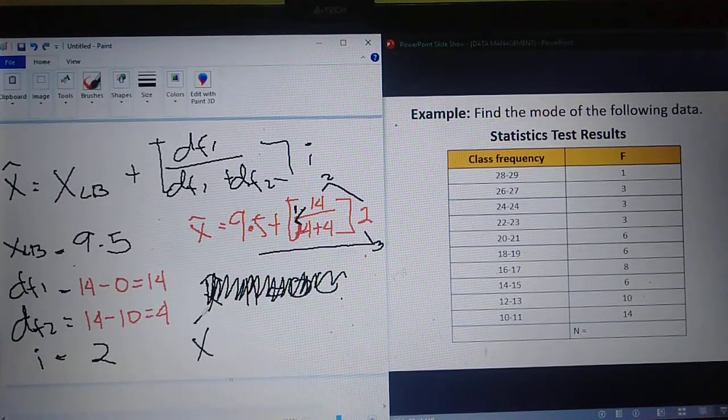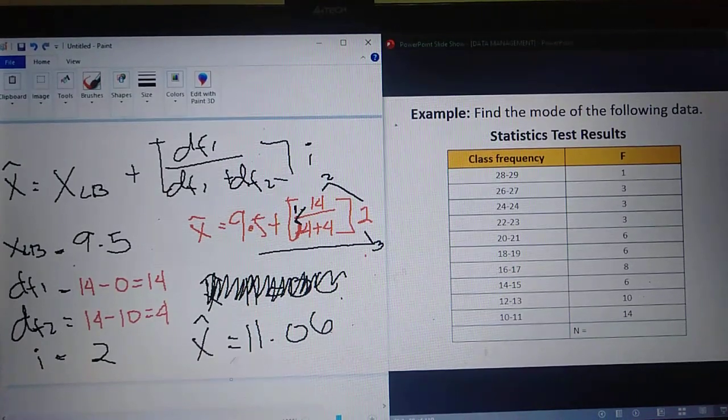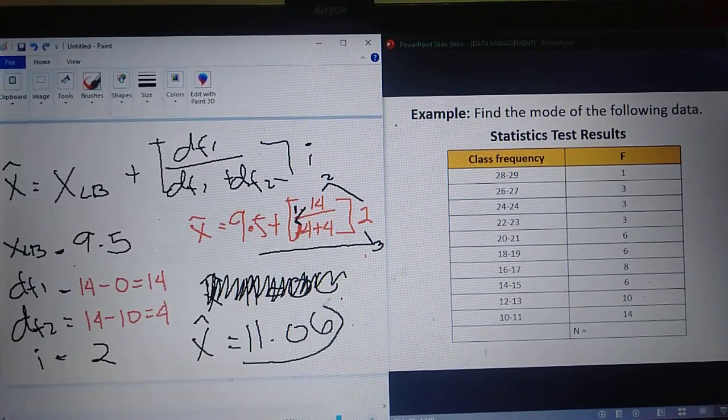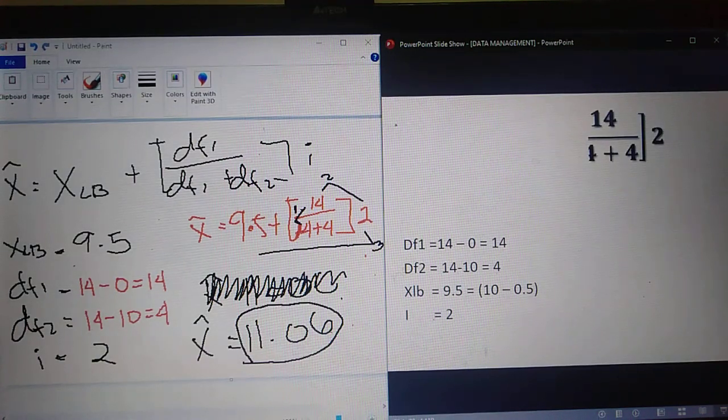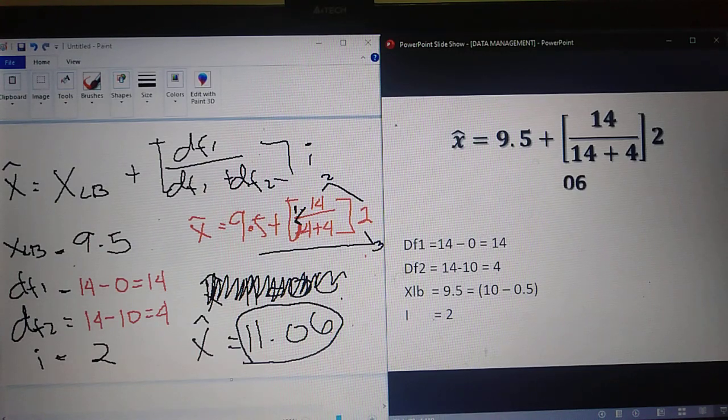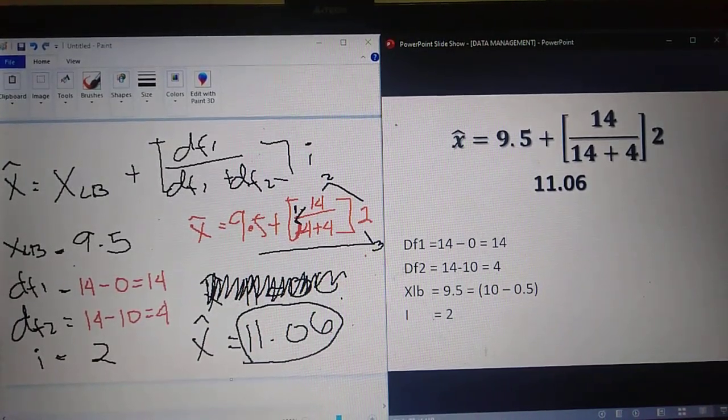Our mode is 11.06. So, ito yung mode natin. Let's see if tama yung sagot natin dito sa PowerPoint presentation na 11.06. Tama ba? Ayan. Tama yung ginawa natin. And then the answer will be 11.06. So that is the process on how to solve the mode for grouped data.